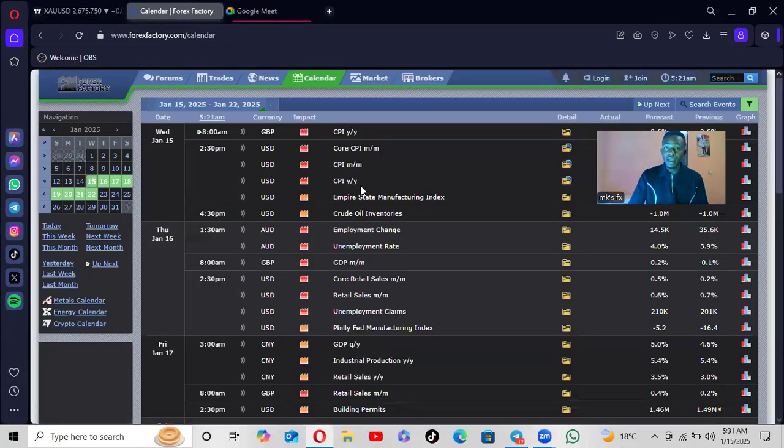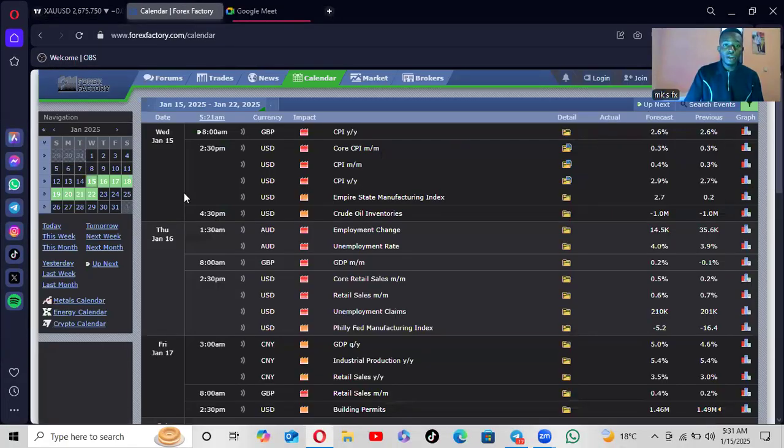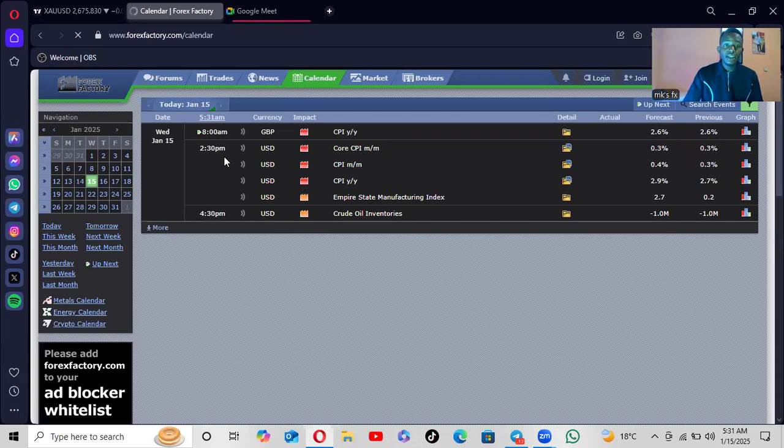So here is my fundamental calendar, and today is Wednesday. We focus only on today. And CPI is going to be released at 2:30, that is Central African time. And what is the prediction of my fundamental analysis? You can see we have previous, we have forecast. So according to fundamentals, if the previous is lesser than the forecast, then it is giving us a strong USD bias. But if the previous is higher than the forecast, then it is giving us a weak US strength.